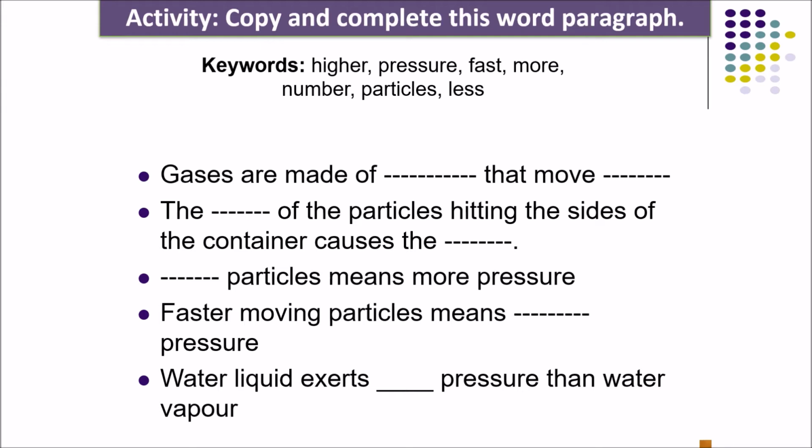Let's look at the answers. Gases are made of particles that move fast. The number of particles hitting the sides of the container causes the pressure. More particles mean more pressure. Faster moving particles means higher pressure. Water liquid exerts less pressure than water vapor.